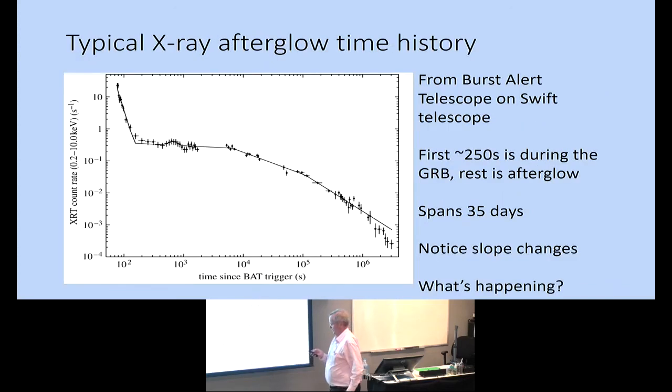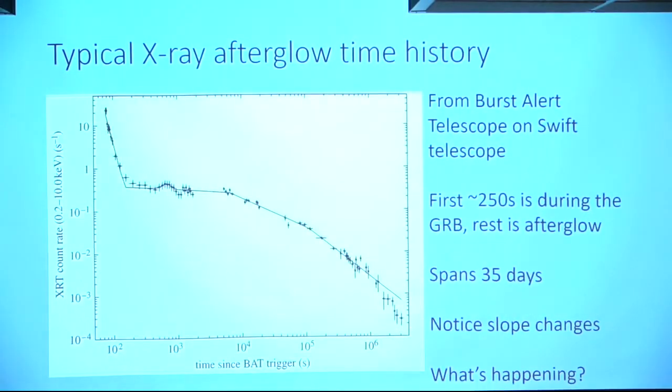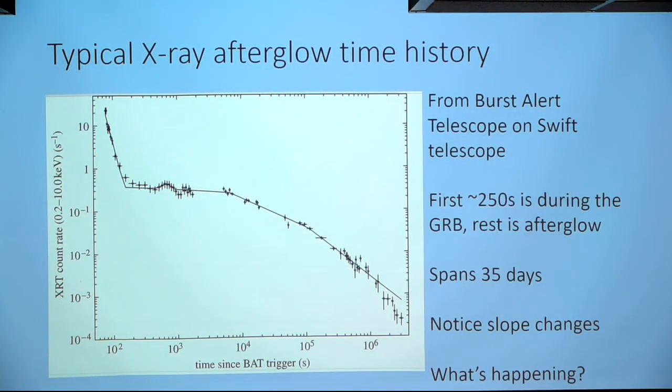So an example of a multi-wavelength observation is this X-ray measurement actually from the SWIFT satellite. And you can see the actual burst is in the first couple hundred seconds here, a factor of 10 or more than 20 above the level here. And then over the next 35 days, the intensity changes. There's different slope changes. This is a log-log plot, so it's a power law dependence, and it changes at various points. What's happening here? Well, if you look at the third lecture, I'll tell you what the thought is about that.